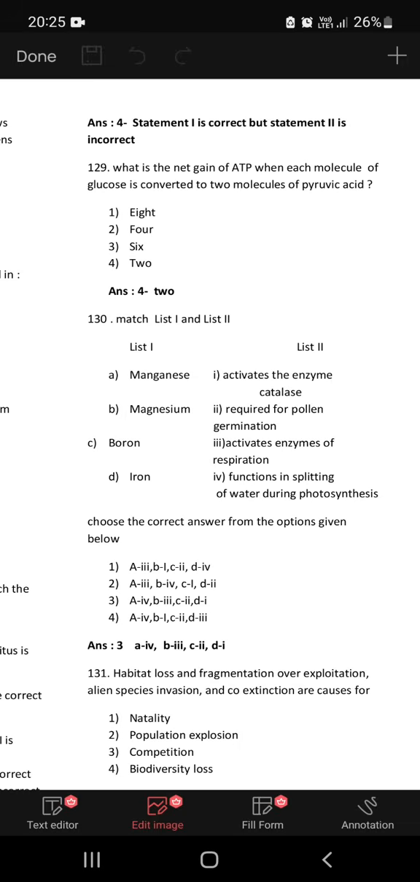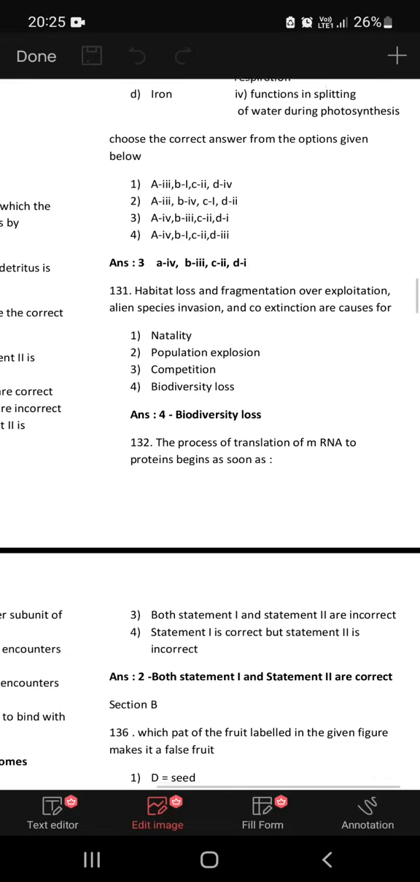So the correct answer is manganese functions in splitting up of water during photosynthesis. The Z-scheme... the water splitting complex we call it as. So water is split during photosynthesis to liberate oxygen and hydrogen ions. Magnesium activates enzymes of respiration. Boron required for pollen germination. Iron activates the enzyme catalase. Okay, so third one, A4, B3, C2, D1. This is the correct option for the match the following.